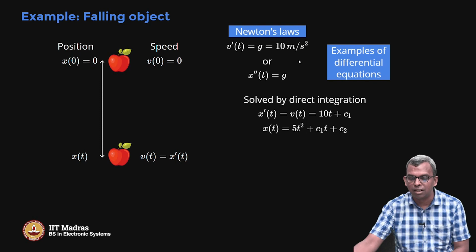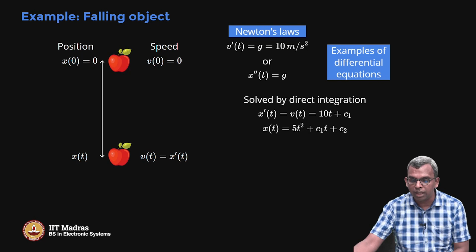V prime of t is 10, so V of t will be 10t plus c1. Okay, so you have this constant c1. I'll tell you why this constant plays a role here. If you know v prime of t is 10, v of t is 10t plus c1. c1 can be anything. We don't know what it is. We'll figure it out soon enough.